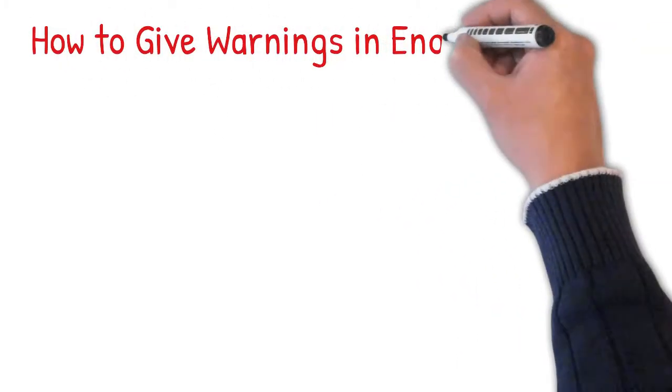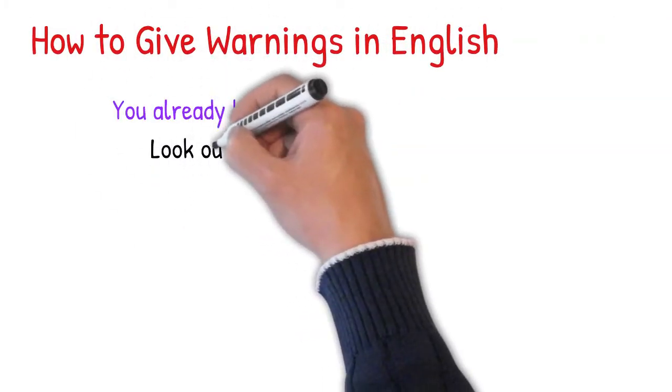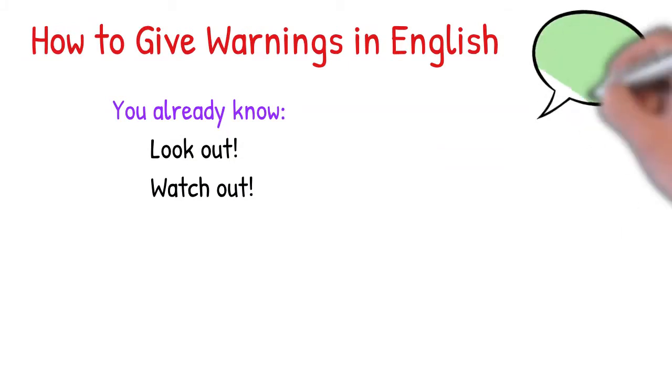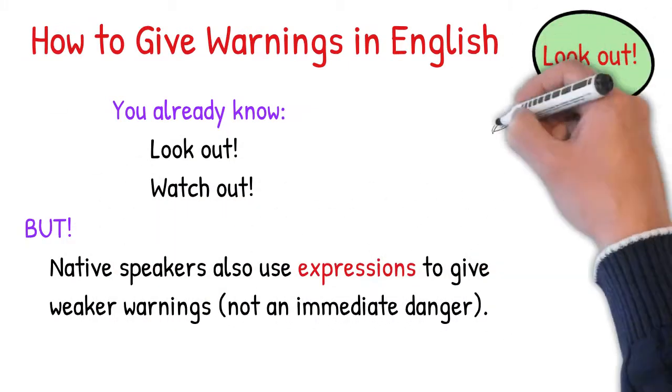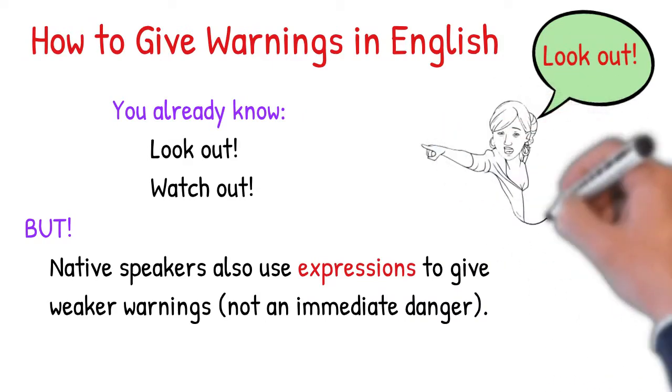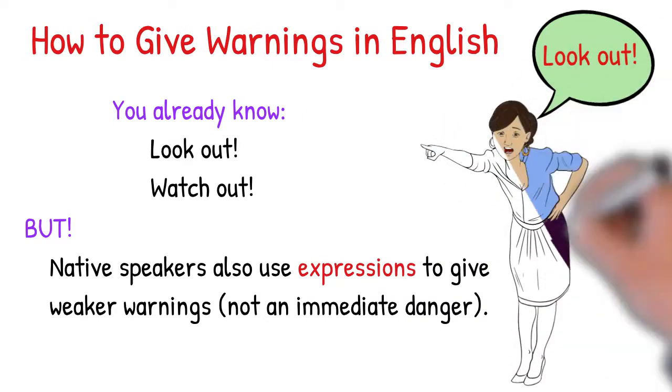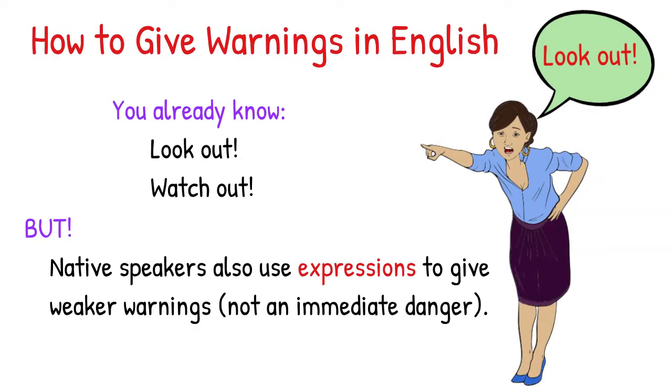In this video, we're going to learn how to give warnings in English. You already know "look out" or "watch out" as a warning in English, but native speakers also use expressions to give warnings or weaker warnings that are not an immediate danger.